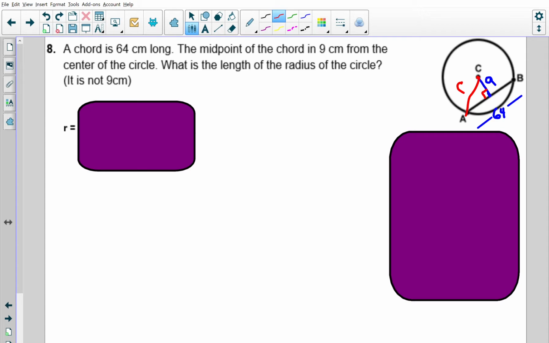They want to know what is that radius, and they tell you right off the bat, hey, it is not 9. Well, just like the last problem, this perpendicular portion of the radius, marked there with that right angle, has to bisect that chord. Therefore, that's got to be 32, and that's got to be 32. So now you have a right triangle that's 9 and 32, and we're looking for the radius.